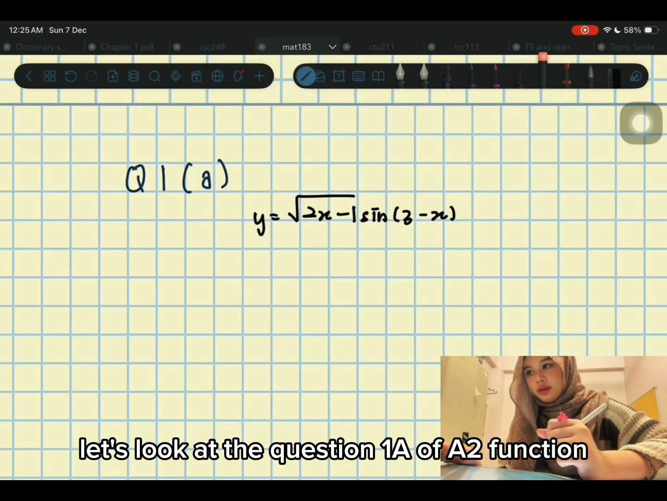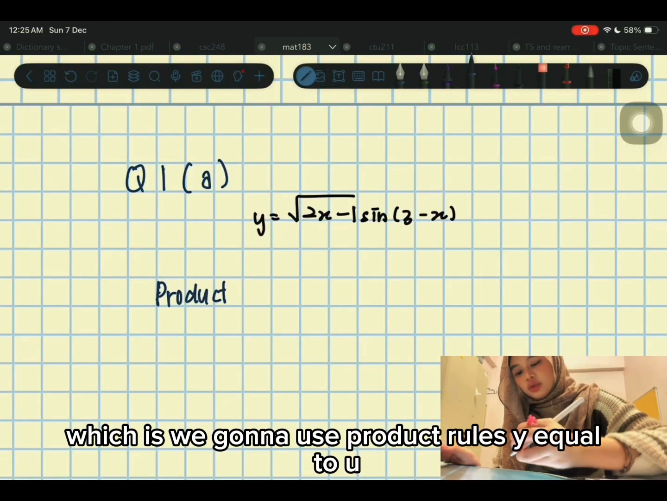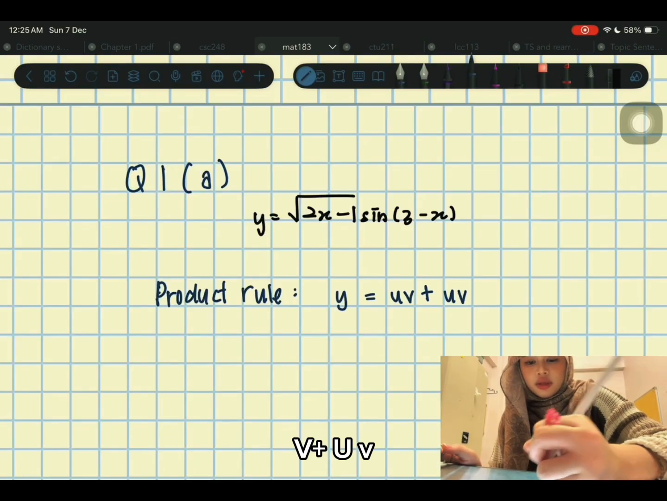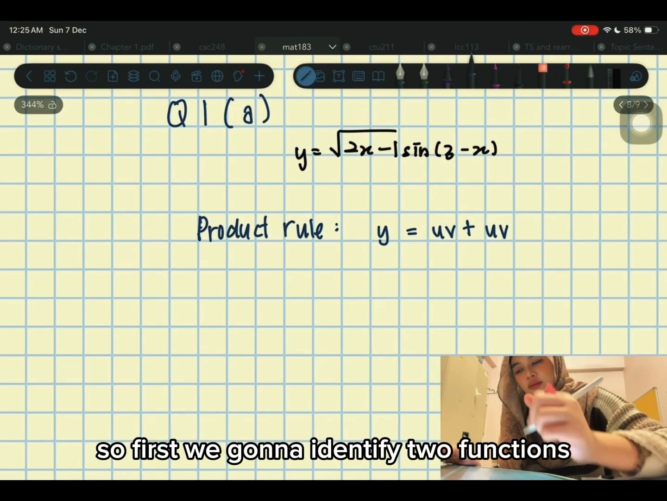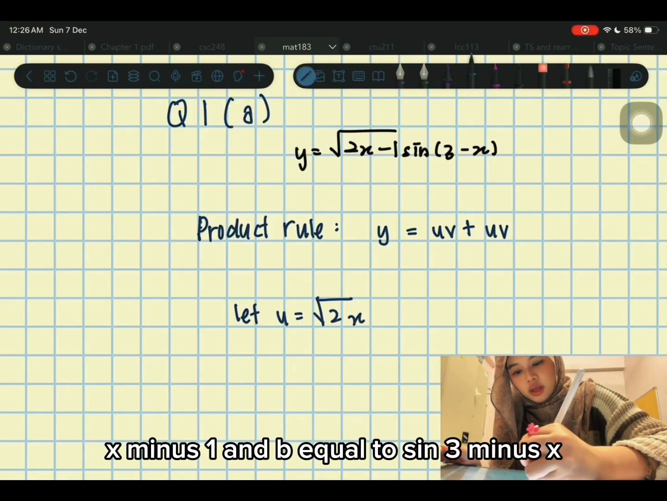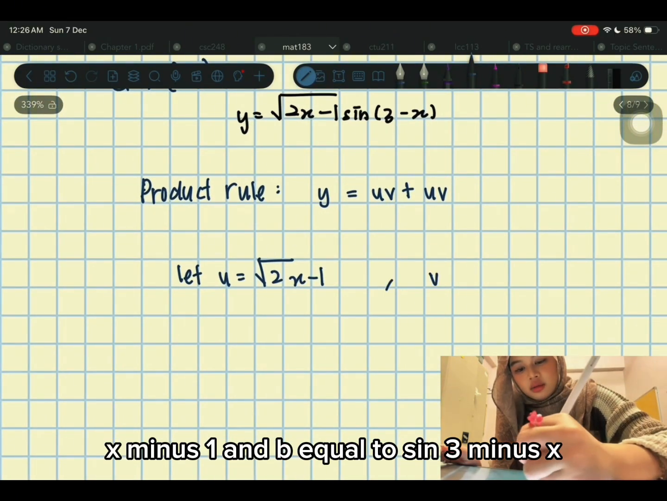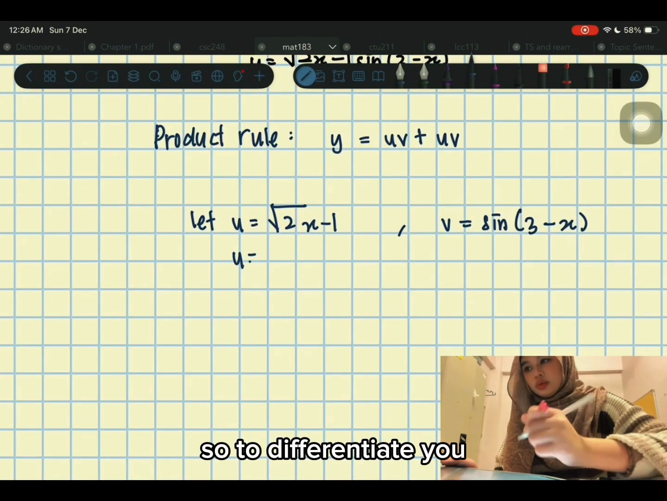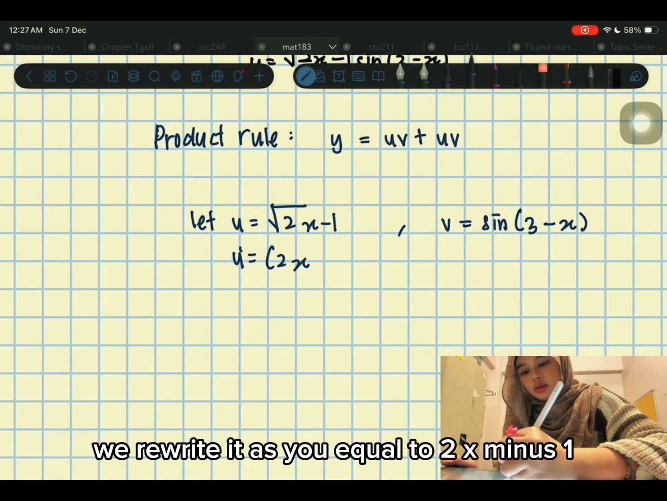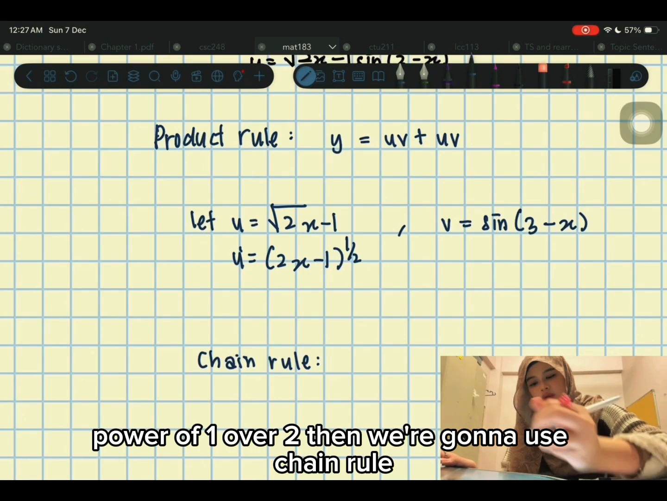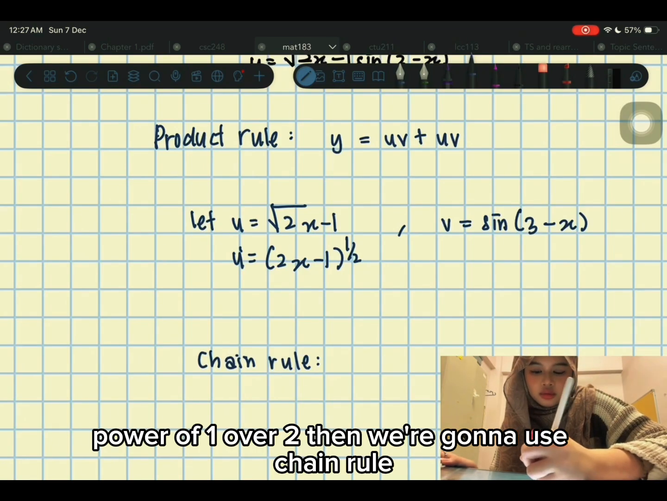Let's look at question 1a, a two-function problem, where we're going to use the product rule: y' = u'v + uv'. First, we identify the two functions. Let u equal the square root of 2x minus 1 and v equal to sin(3 minus x). To differentiate u, we rewrite it as u equal to (2x minus 1) to the power of 1 over 2. Then we use the chain rule.